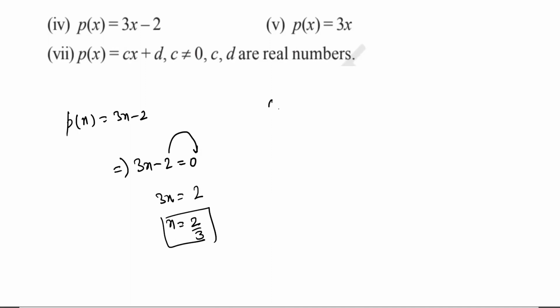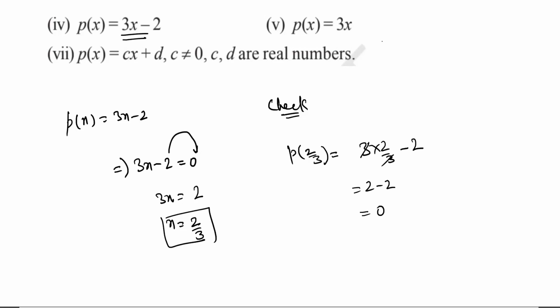You can check it, verify it. If you put the value of x as 2 by 3, so 3 into 2 by 3 minus 2, the 3 will get cancelled out. 2 minus 2 equal to 0. So this is how we can calculate. We just need to equate the equation with 0 and you can find out the value of x.